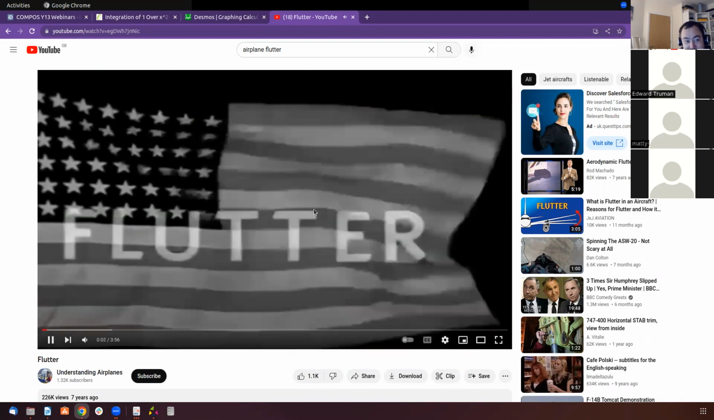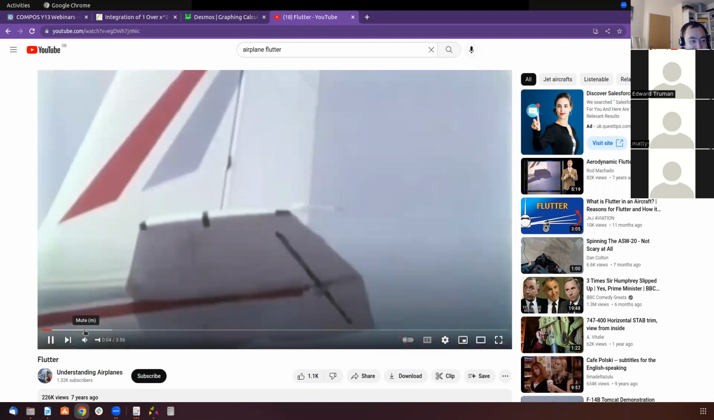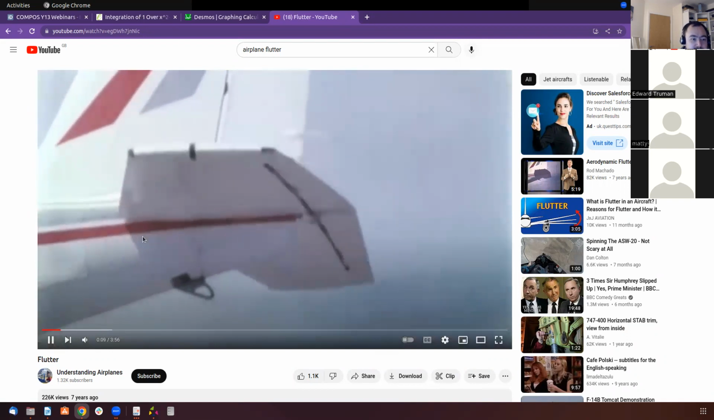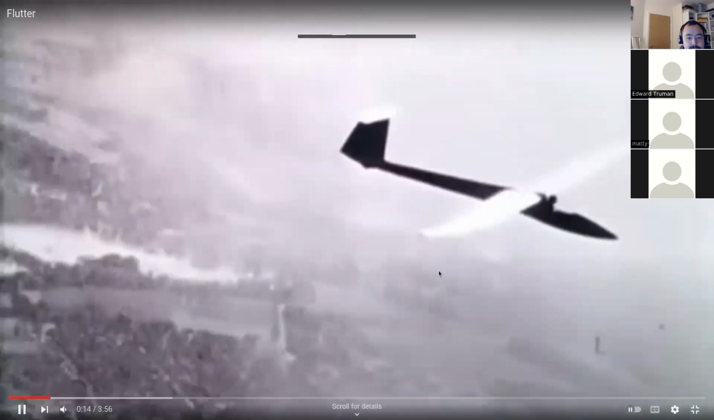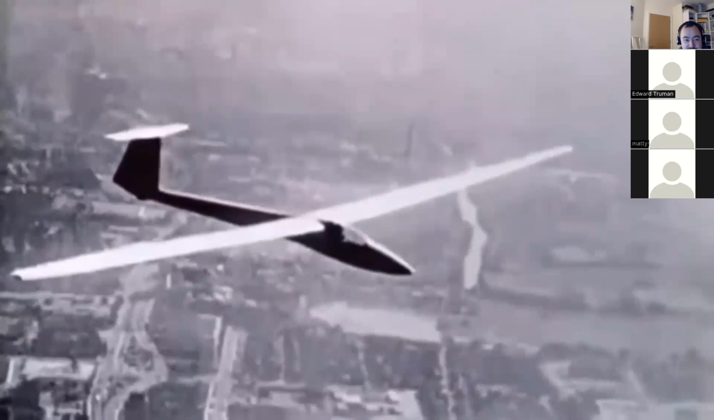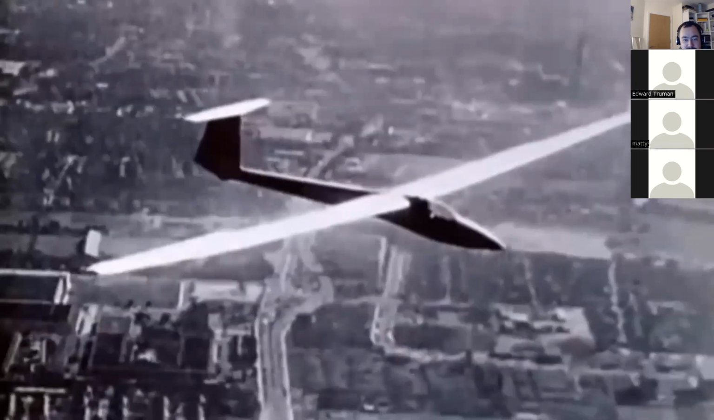Ah, this is flutter. Yes, of course. Here you can see a glider fluttering. This usually happens when you increase the speed. If this happens to an aircraft, you just need to slow down, and the swaying should stop if you can do it quickly enough. So these are examples of flutter.